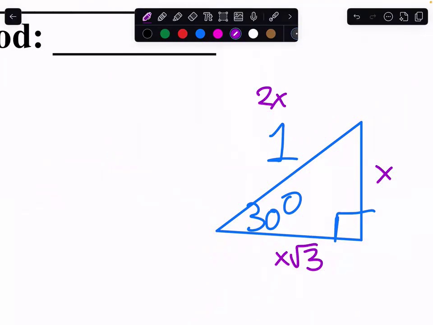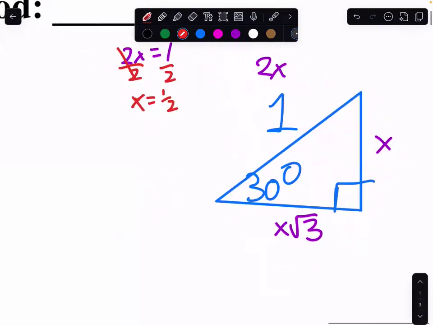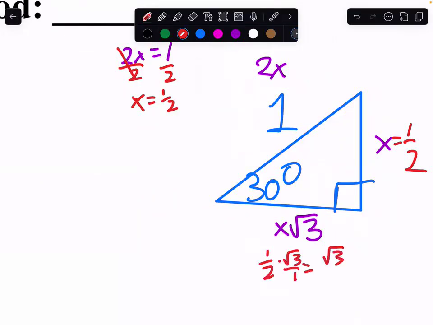For this particular problem, we see that 2x is equal to 1. So we want x, not 2x. Let's divide by 2. For this problem, x is 1/2. So over here, again, x is 1/2. And x radical 3 becomes 1/2 times radical 3, or radical 3 over 2.